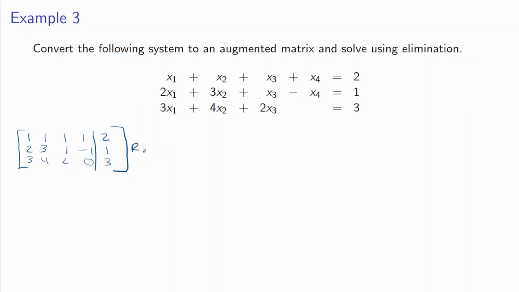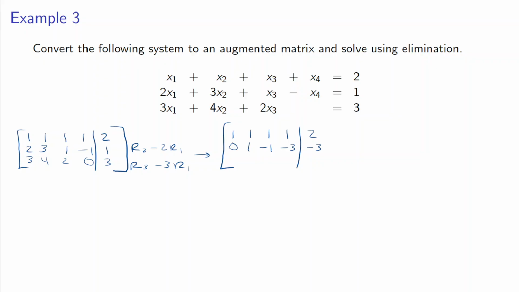So our first step might be to take row 2 and subtract 2 times row 1, and then row 3 minus 3 times row 1. So this matrix becomes 1, 1, 1, 1, 2. 2 minus 2 is 0. 3 minus 2 is 1. 1 minus 2 is negative 1. Negative 1 minus 2 is negative 3. 1 minus 4 is negative 3.